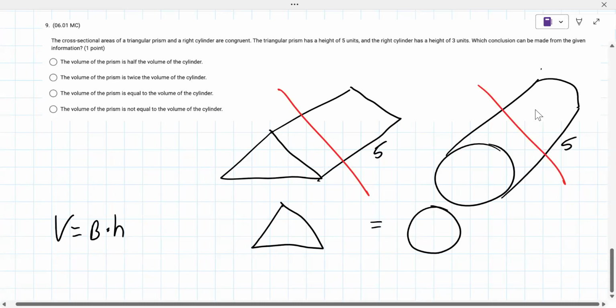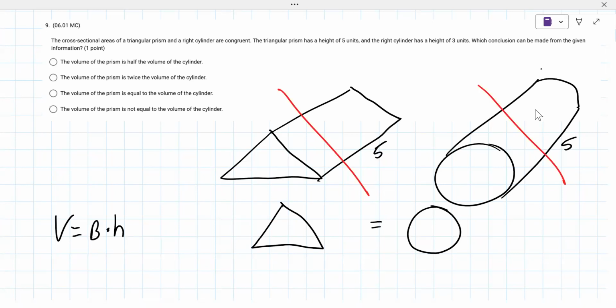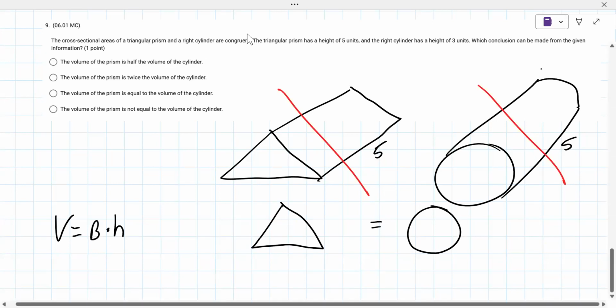Got it. Let me see. Yeah, because what I originally put was the volume of the prism is equal to the volume of the cylinder. Well, I think that's the case here. The cross-sectional areas are the same.